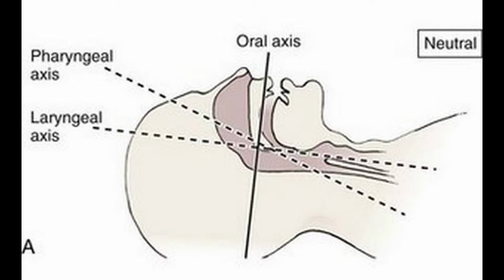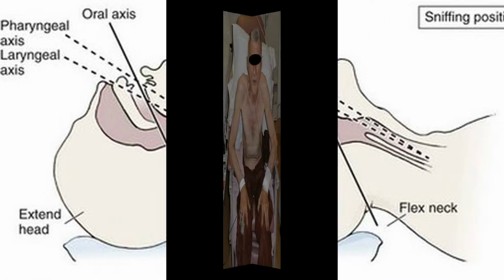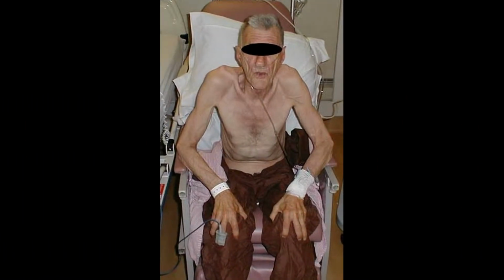pharyngeal and laryngeal axes. The sniffing position has been widely accepted as the best position for alignment of the airway and involves the ear, or external auditory meatus, being parallel with the sternal margin. This position is quite often naturally adopted by patients in severe respiratory distress.